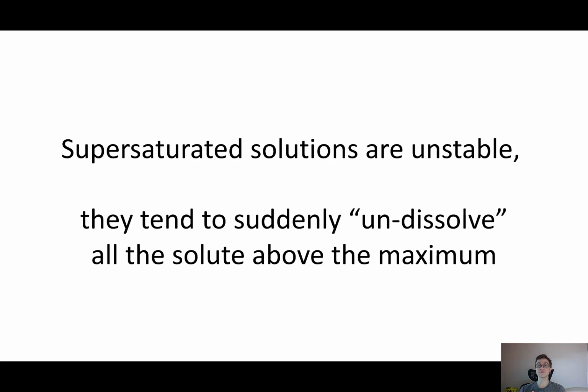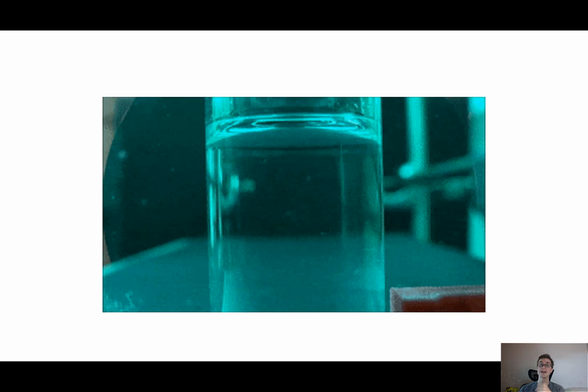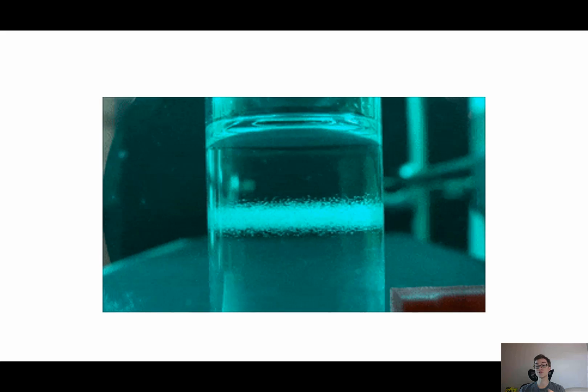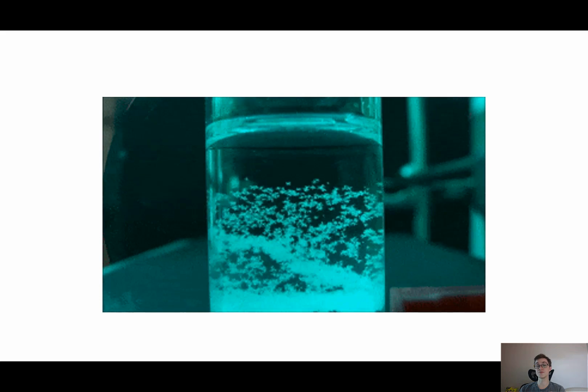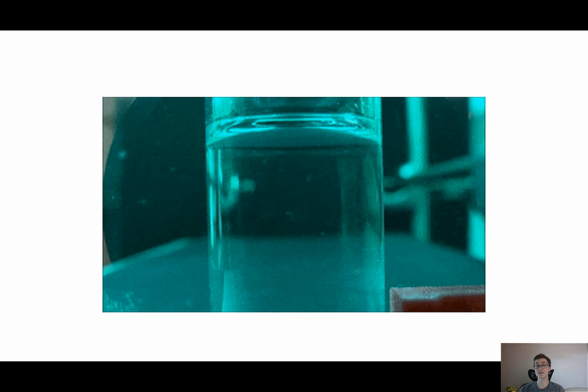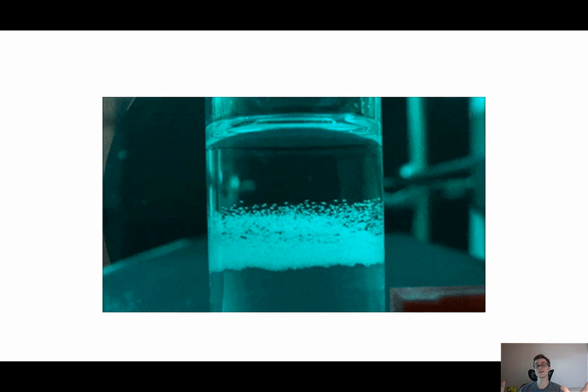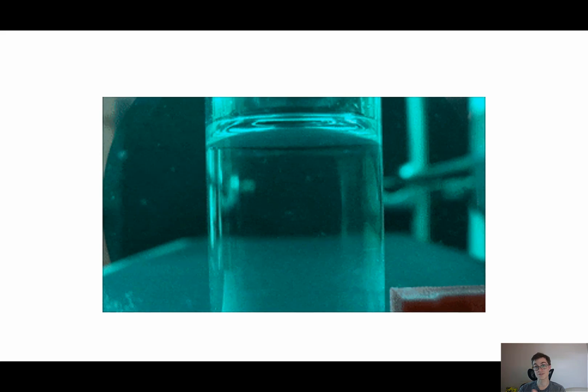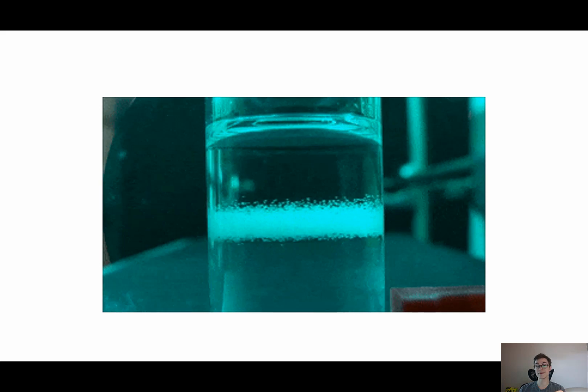And they're really unstable. So supersaturated solutions, they exist, but they tend to suddenly undissolve all the solute above the maximum. And it looks like this. You will have a cup of what looks like water, and you just flick it, or you nudge it, or you jiggle it a little, and then all of a sudden, all the solid pops out at once. That all should have been dissolved, but it wasn't because of some chemistry magic.